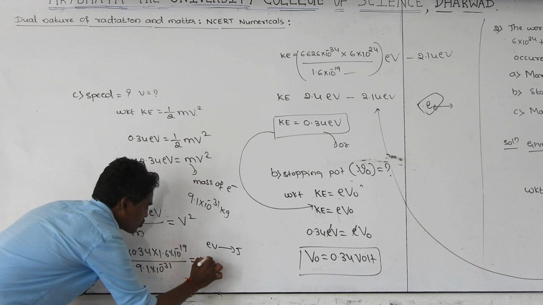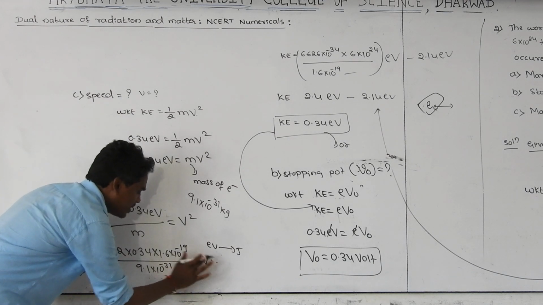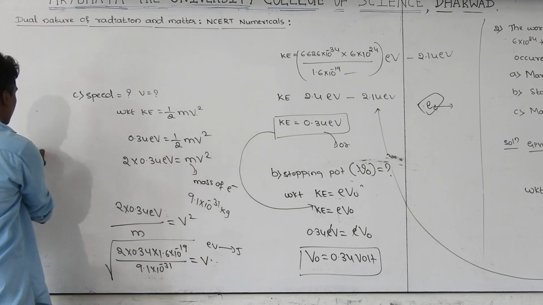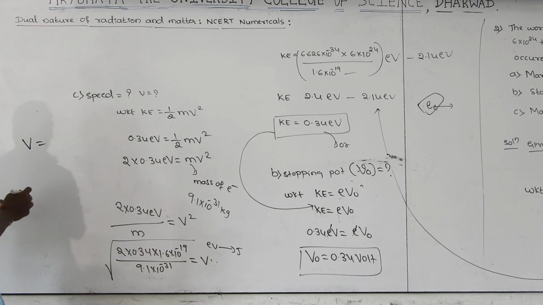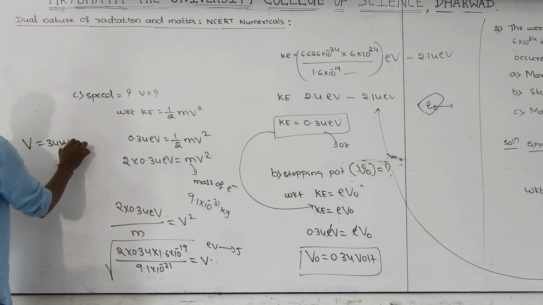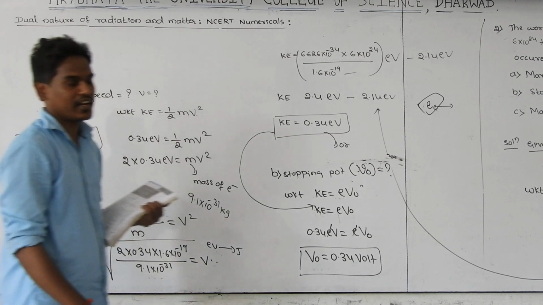This is equal to v square. I want the value of v, that's why squaring up both sides, then this becomes root. Calculate, the answer becomes v is equal to 344 kilometer per second. The velocity of this emitting electron.